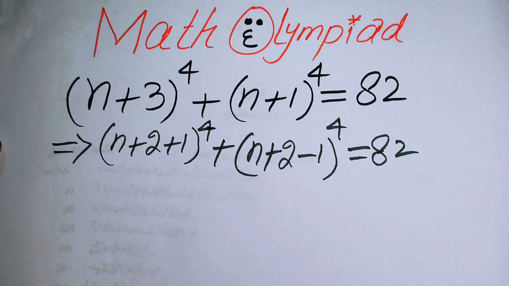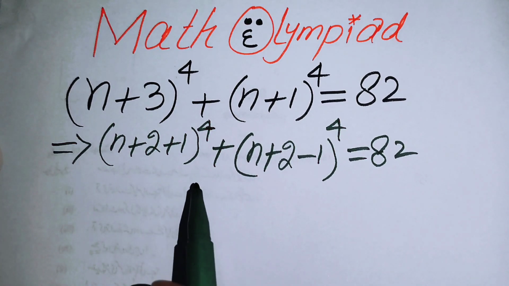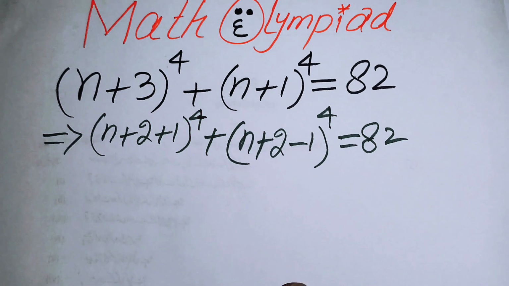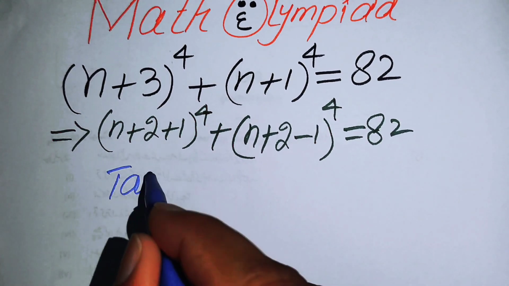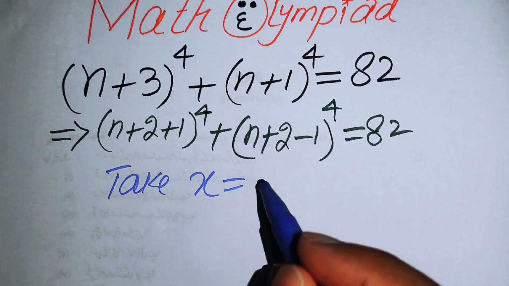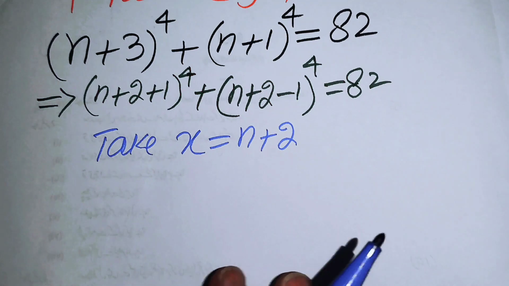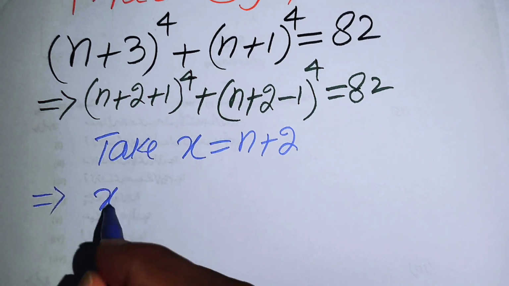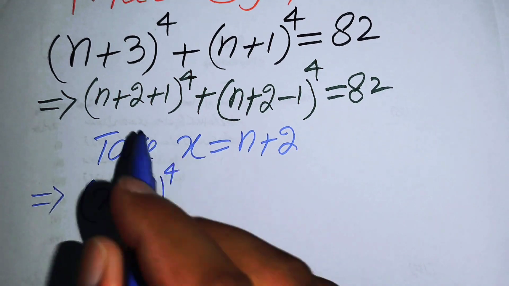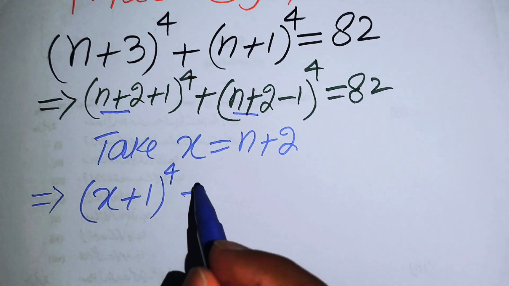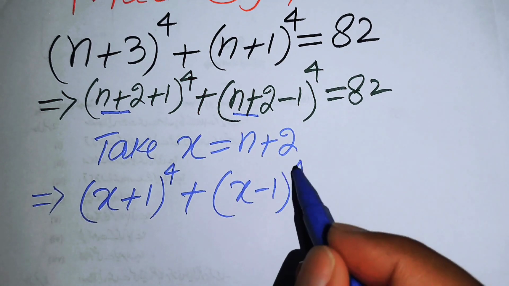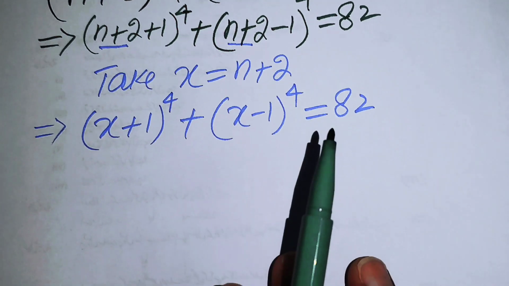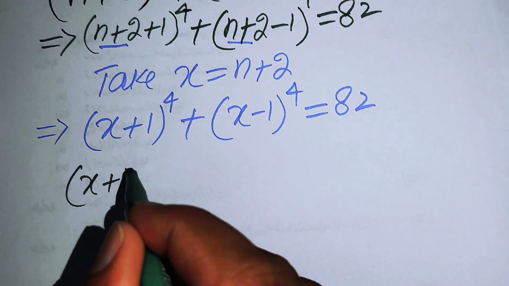is equal to 82. Now you can see that we have a common term in both factors on the left hand side, which is n + 2, so we take n + 2 equal to some other variable, x. So we take x = n + 2. When we put x = n + 2, this expression becomes (x + 1)^4, because n + 2 is equal to x. Similarly, this is also x, and plus (x - 1)^4 is equal to 82.